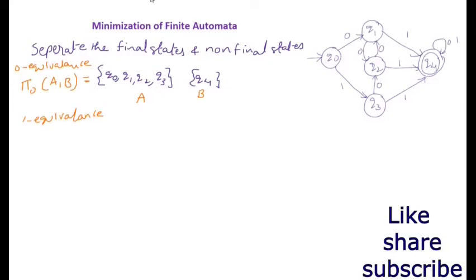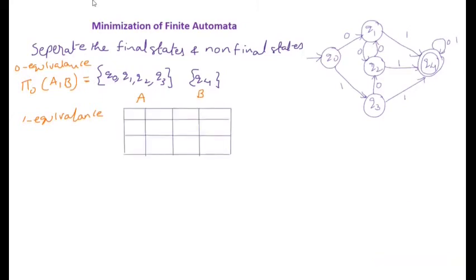Let us find the 1 equivalence. In the group A we have states Q0, Q1, Q2, Q3. We are going to calculate which states are to be combined. For that we need to take a table like this. We will write Q0, Q1, Q2 and Q3. This table will decide what states to be combined. Here we need to write the input symbols, that is 0 and 1.